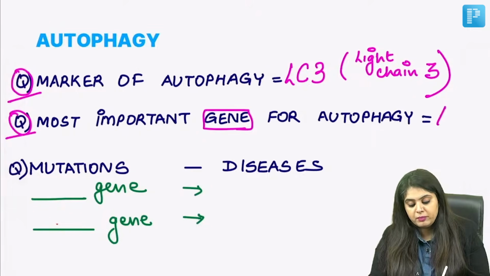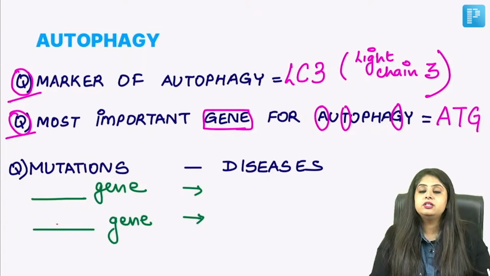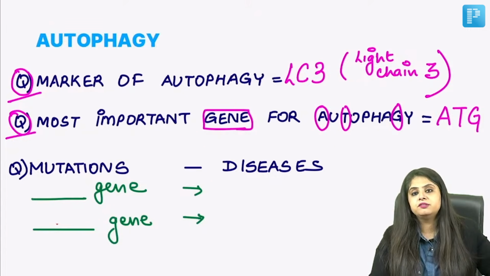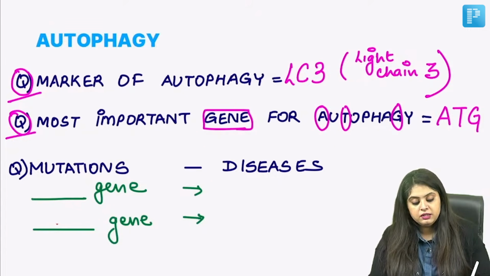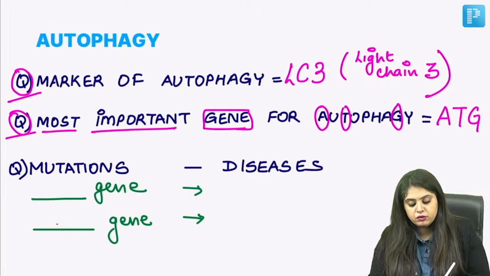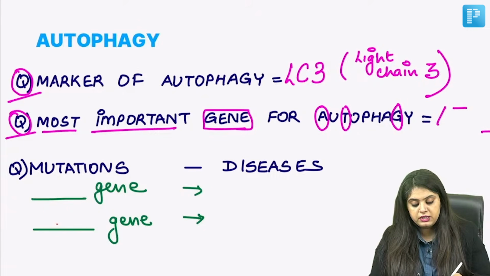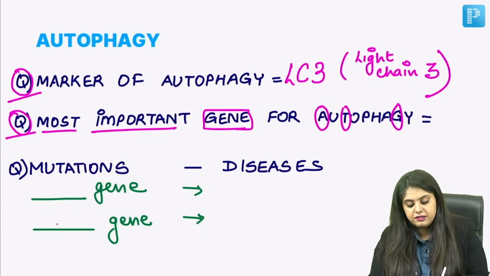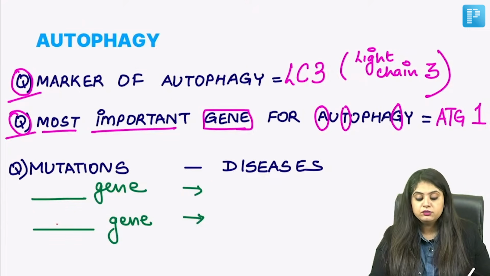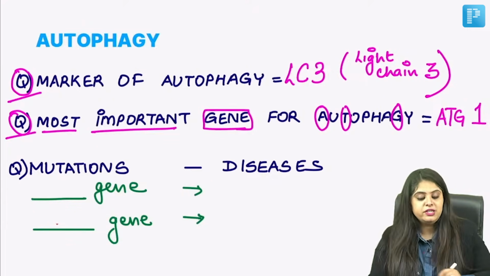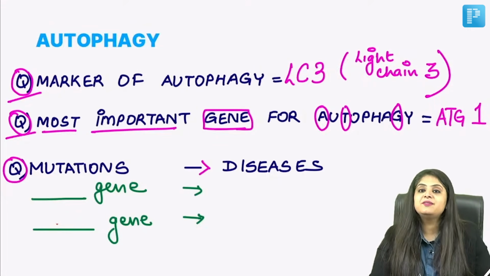Those genes go by the name of ATG. Simple. Autophagy के लिए कौन सा जीन दिया भगवान ने? ATG. ATG 1, 2, 3, 4, 10, 12, 16, 18 ऐसे बहुत सारे genes हैं. The most important gene for autophagy that we have is ATG1. Okay, so now that means if God has given me genes, those genes will undergo mutations, and then patient will end up with diseases.